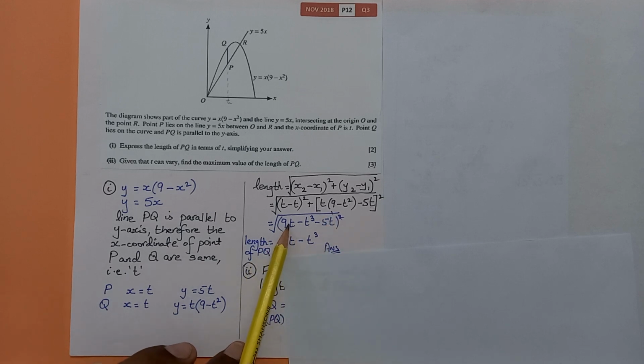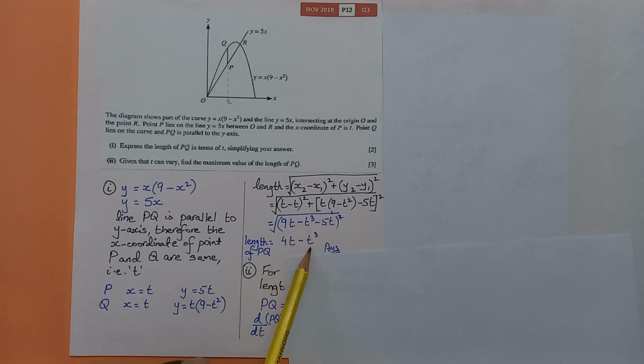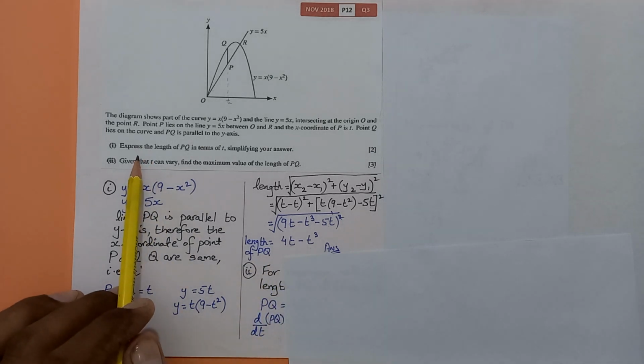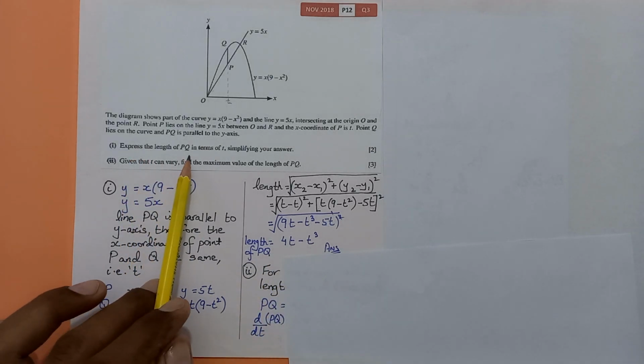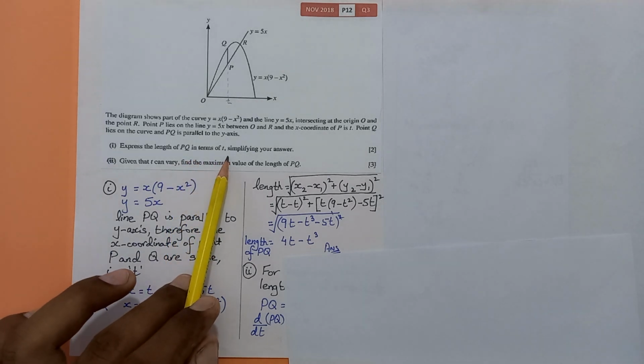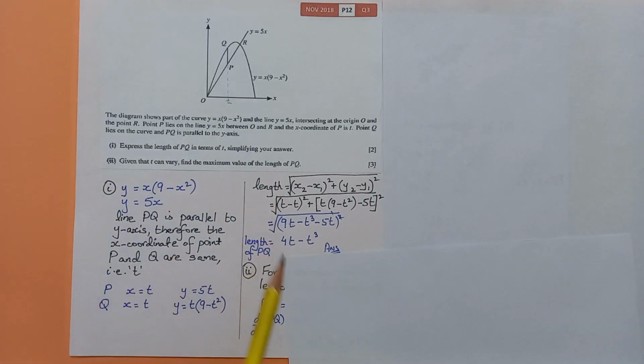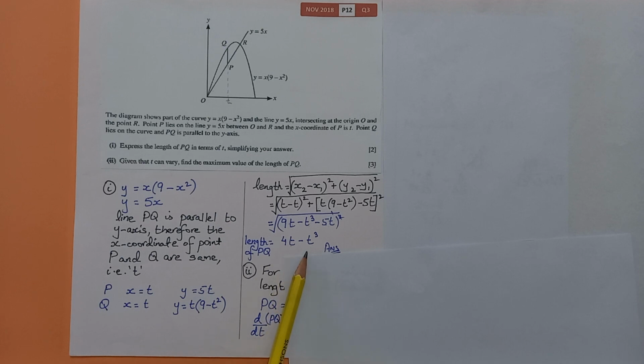So finally we have 9t minus 5t as 4t minus t cube, and the length of PQ in the form of t, as was mentioned in the question: express the length of PQ in terms of t and simplify your answer. Finally we have written the length of PQ in the form of t and simplified it.